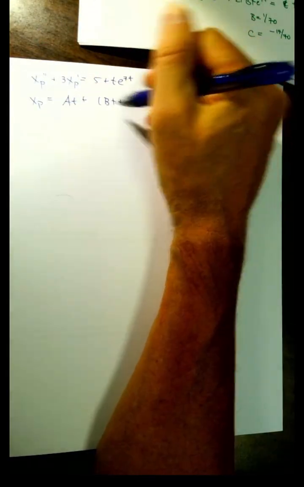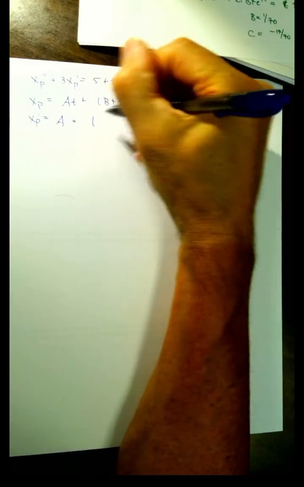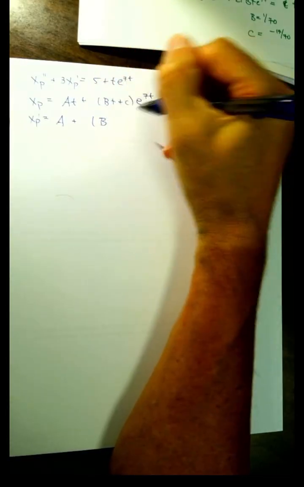And by the way, I know in advance that I'm going to need 3 equations. So I'm going to need to plug it into the equation. I'm going to need to take 2 derivatives. Derivative of At is A. I have to use the product rule here, so the derivative of Bt plus C is just B.